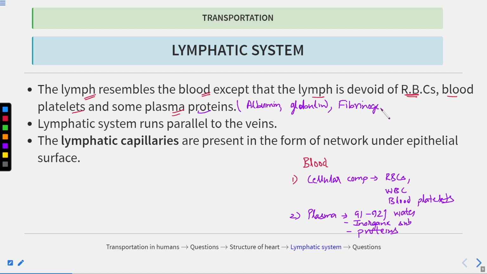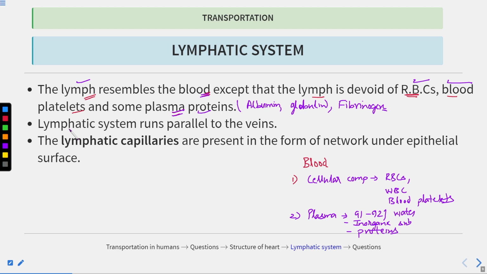This fibrinogen is the protein which is converted into fibrin, and then the fibrin helps in the formation of blood clot. So what happens? Fibrin interacts with the blood vessels, the blood platelets as well as the RBCs, and it forms the blood clot. So lymph, what does it consist of? It resembles the blood, but it doesn't contain the cellular components such as RBCs, blood platelets, as well as some of the plasma proteins.